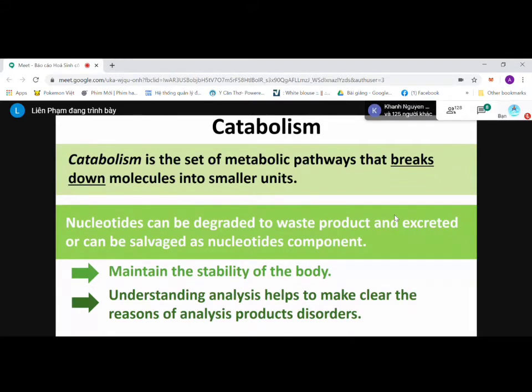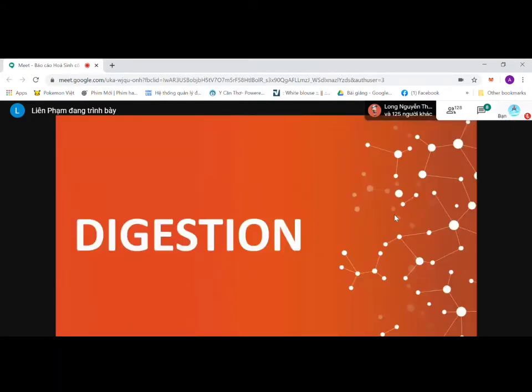Catabolic processes are either decomposed to release energy or used in other anabolic reactions. They help to maintain stability for our body. The breakdown of DNA and RNA is occurring continuously in the cell, so understanding catabolism can help to make clear the reason for catabolic process disorders. That's all the basic things about metabolism.